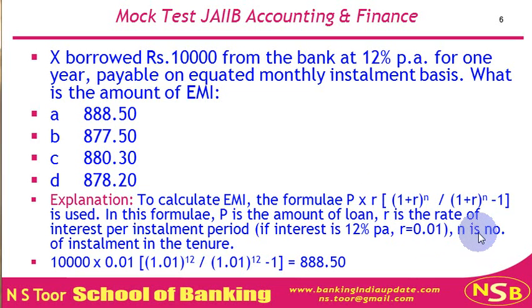So here is our calculation. 10,000 multiplied by rate of interest 0.01 into 1.01 raised to power 12. Here we have 1 year, that is 12 months, divided by 1.01 raised to power 12 minus 1. When we make the computation, we get 888.50. Hence, A is our option. A is our answer.